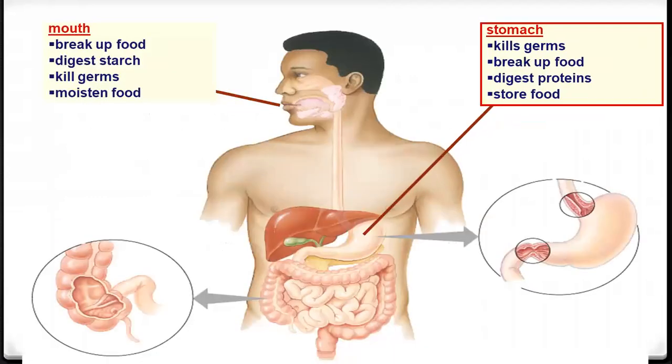Okay, so once again, flip to the back page. Write this down. So the stomach kills germs, breaks up food, digests proteins, and stores food. That is just kind of an up close view of your stomach. It has a sphincter on both ends.